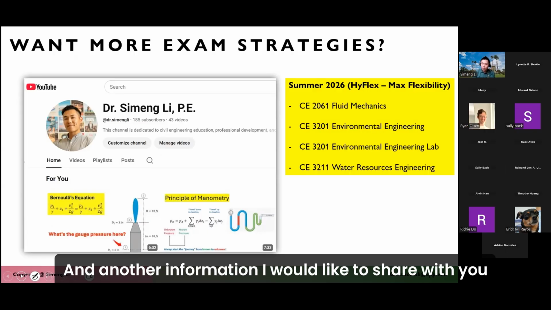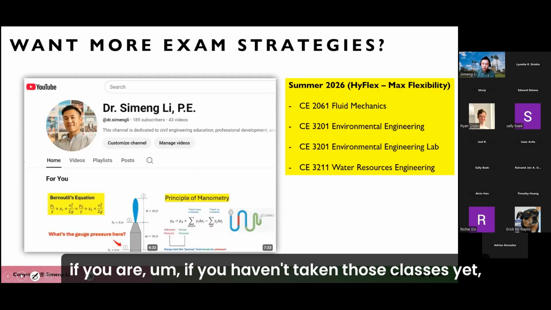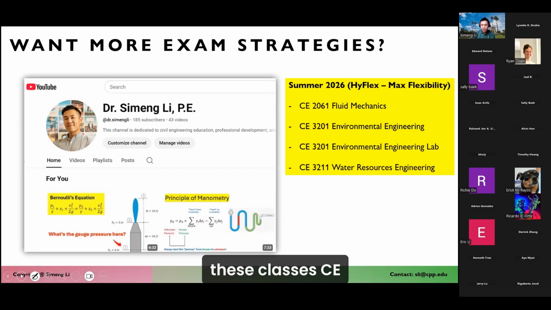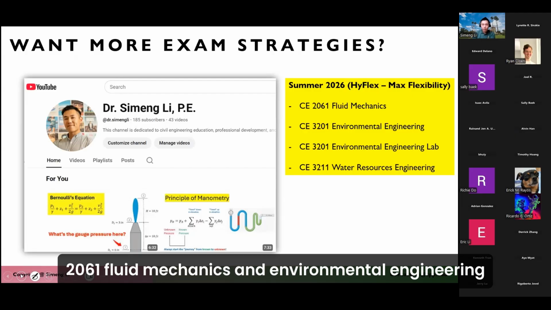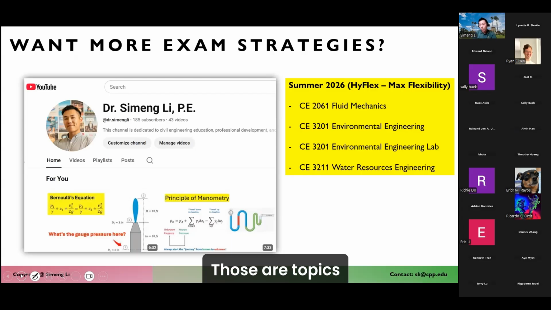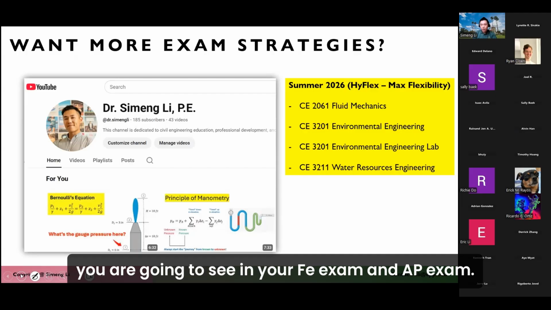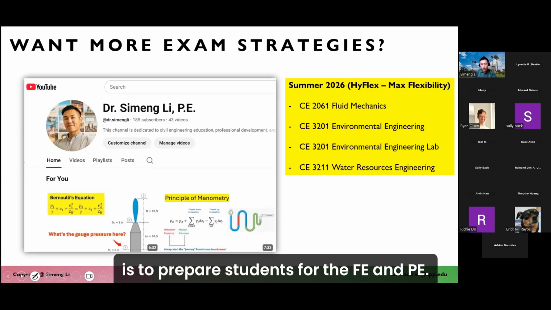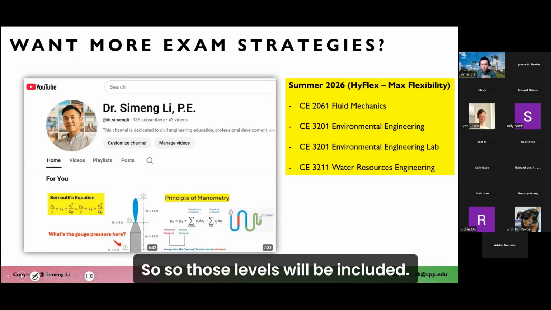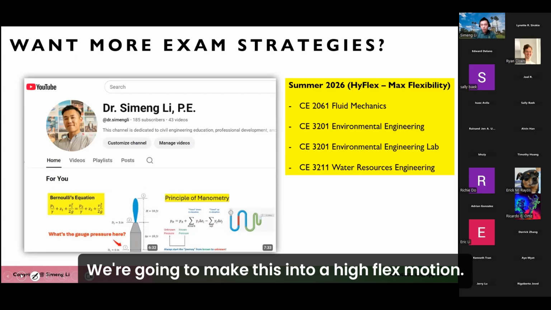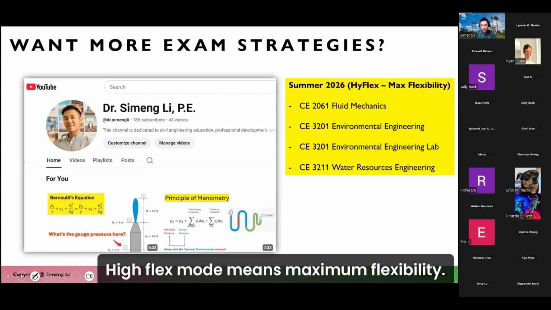And another piece of information I would like to share with you, if you haven't taken those classes yet, I'm offering them this summer. This class is CE 2061 Fluid Mechanics and Environmental Engineering and Environmental Engineering Lab and Water Resources Engineering. Those are topics you are going to see in your FE exam and PE exam. And my goal for these classes is to prepare students for the FE and PE. So both levels will be included, and it's not going to be a traditional style of class. We're going to make this into a high flex mode. High flex mode means maximum flexibility.